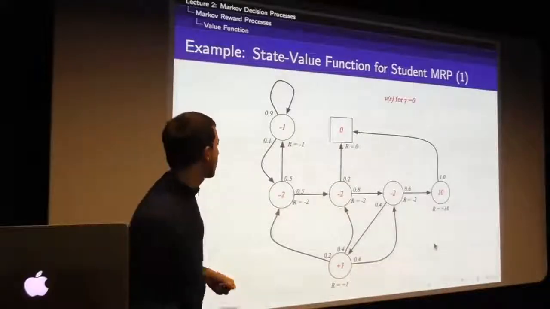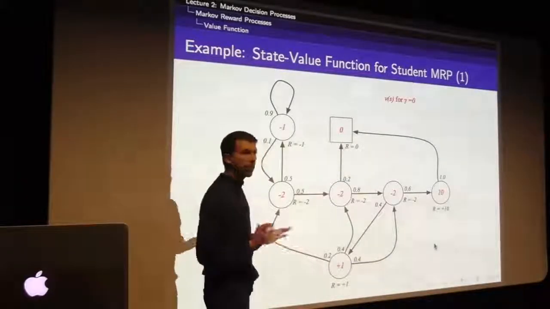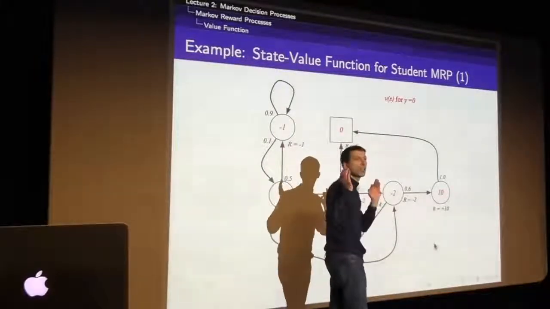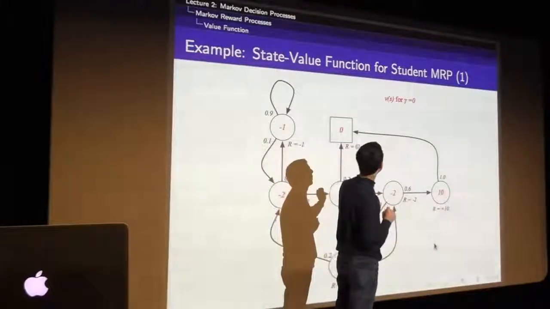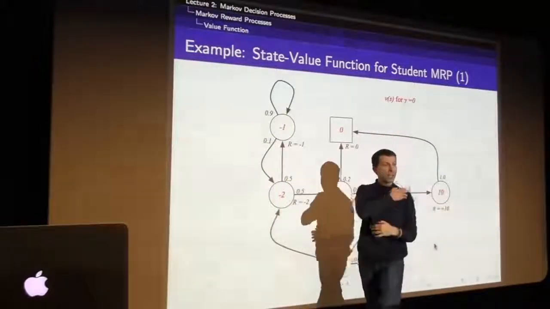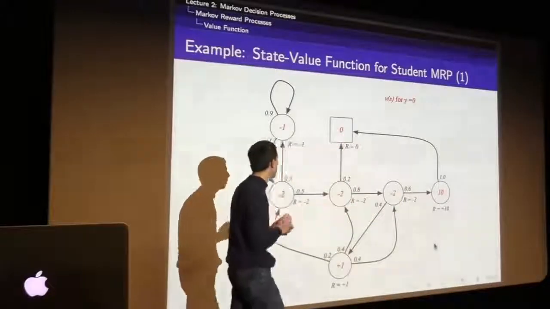Okay, so what does this look like? Let's consider a couple of different discount factors. First of all, this is the maximally short-sighted view of the value function. This is the value function now for gamma equals 0. This is where we literally don't care about anything except one step of immediate reward.